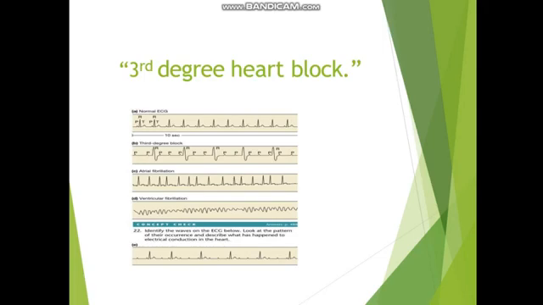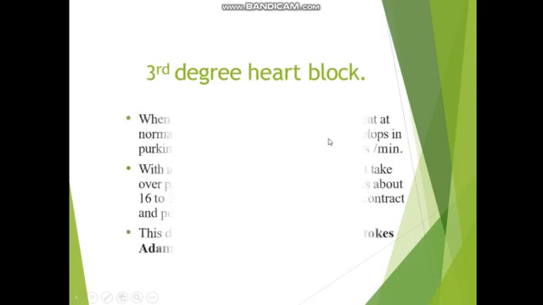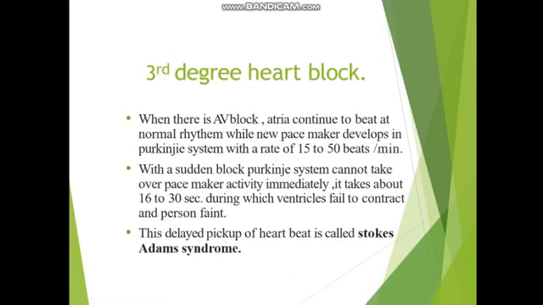So many stations have their own loci and their own rhythm. Third degree heart block, atrial fibrillation, ventricular fibrillation. In third degree heart block, when there is an AV block, the atria continue to beat at a normal rhythm, while a new pacemaker develops in the Purkinje system with a rate of 15 to 50 beats per minute.